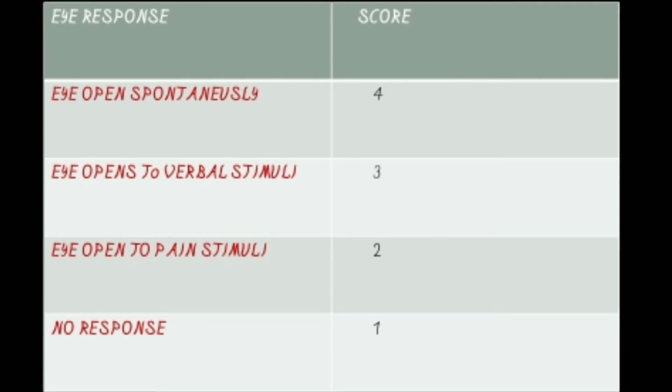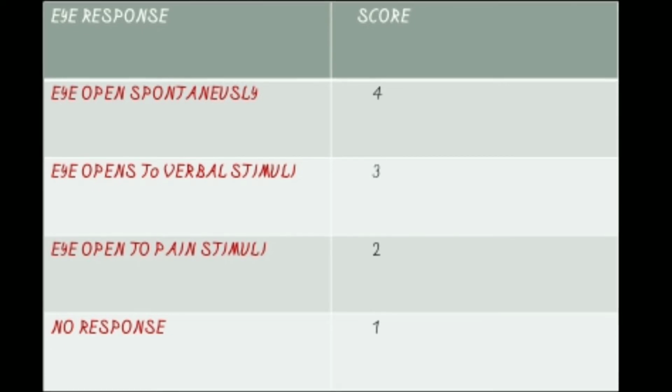Eye open spontaneously, the score is 4. If the patient only opens to the verbal stimuli, it is 3. If the patient opens his eyes only to the painful stimuli while we are giving pain on the supraorbital notch or on the trapezius, then the score awarded is 2. If the patient has no response, the score is 1.